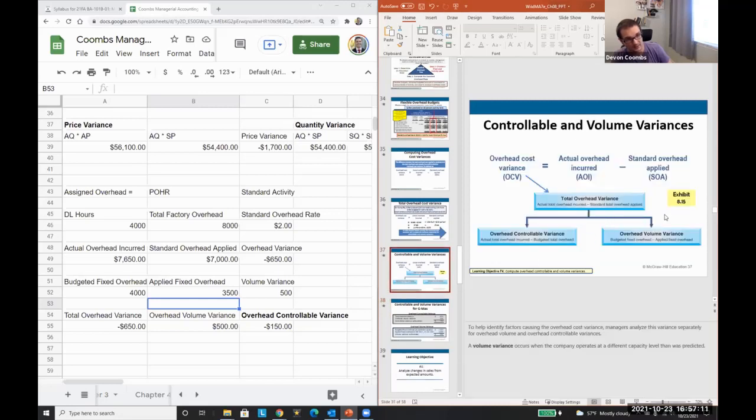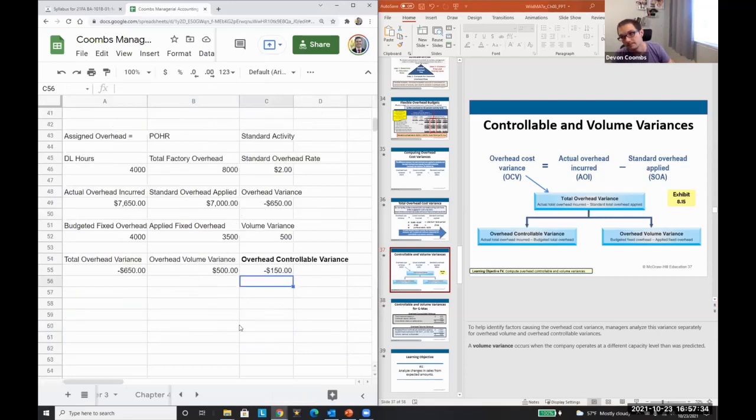So to re-summarize this, we know we had a total overhead variance. What's causing it? Well, what's causing it is amount of volume used, right? Again, a quantity variance. And then of that volume used, there's only so much that we can actually control because there's a fixed component and a variable component. And so the controllable amount is that difference in variable components. That's what we're trying to figure out.